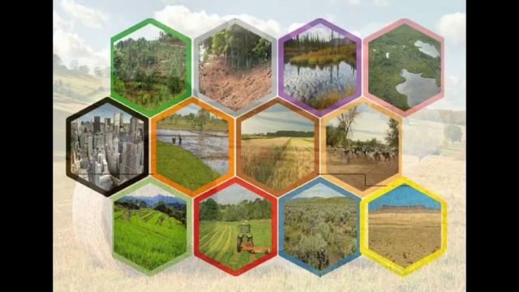The following crops are grown together in India: wheat and gram, maize and urad bean, wheat and mustard, groundnut and sunflower, sorghum and pigeon pea, barley and chickpea, cotton and mung bean, etc. Next, the advantages of mixed cropping.